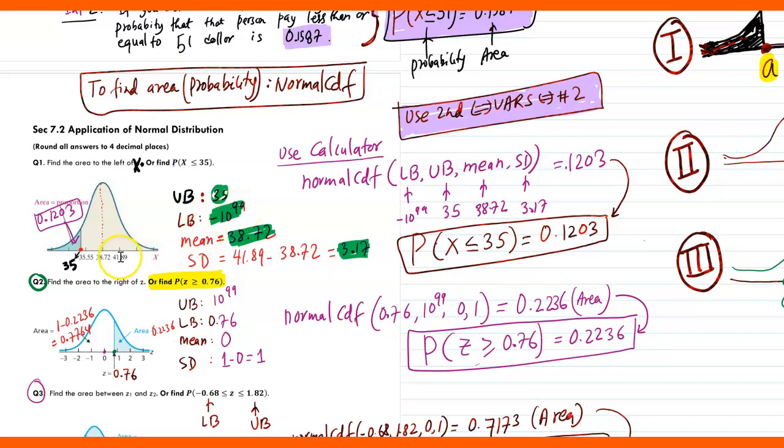The mean, this is x line. Look at the x value here. This point in the middle is mean. 38.72 is the mean. But I need a standard deviation as well to find area, because in normal CDF you need 4 numbers: upper bound, lower bound, mean, standard deviation. What's the standard deviation between these two numbers? What's the difference between 41.89 and 38.72? You subtract, you get 3.17 standard deviation.